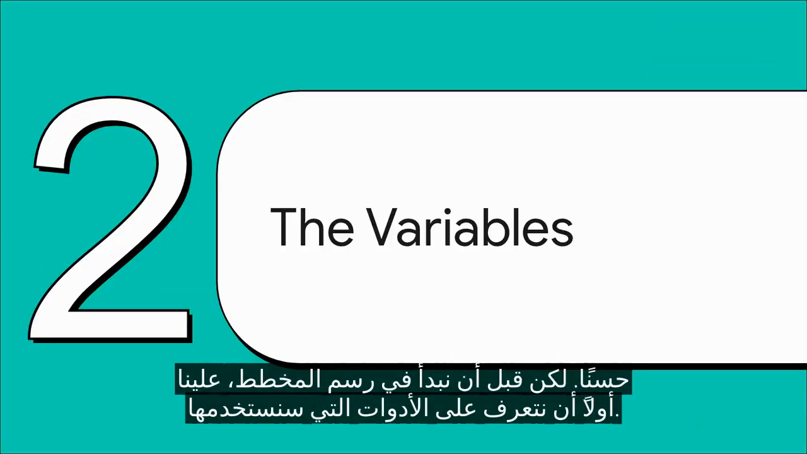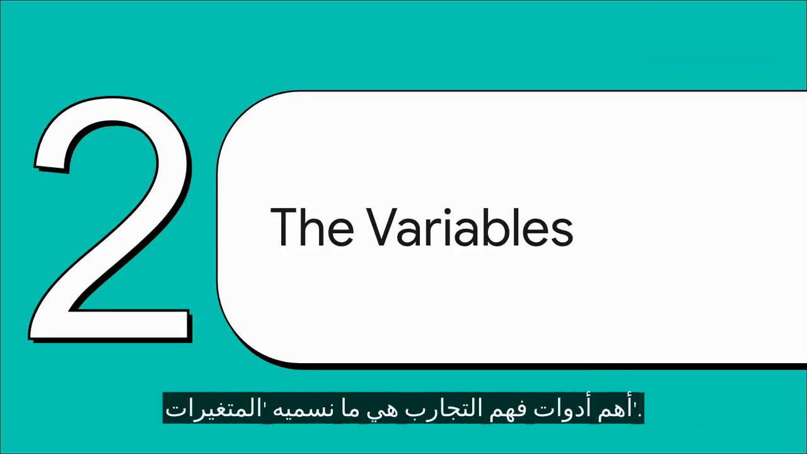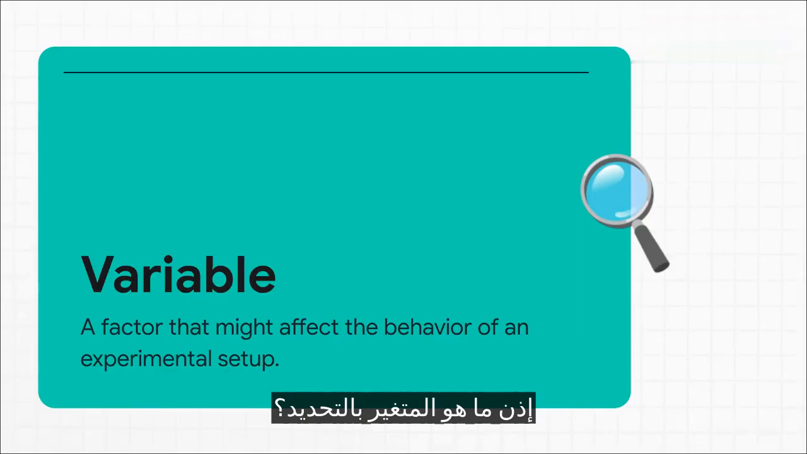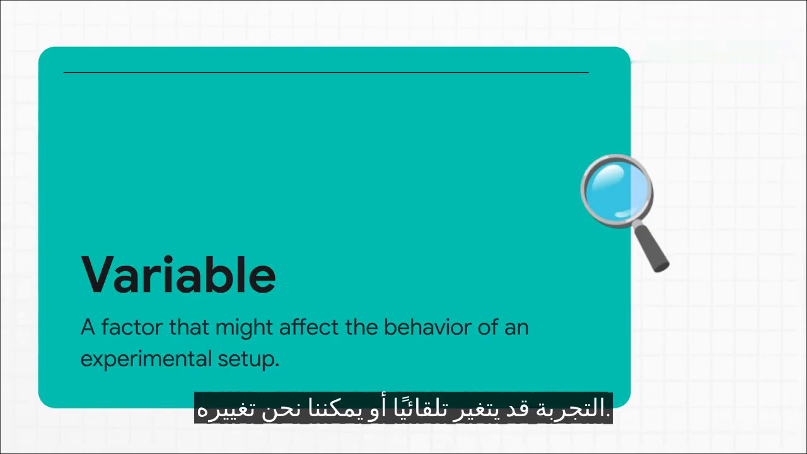But before we can build our graph, we've got to know our tools. And in science, the most important tools for understanding experiments are something called variables. So let's break that down real quick. What even is a variable? It's really simple. It's just anything in an experiment that can change or that we can change. You can think of them as the moving parts of our whole scientific story.